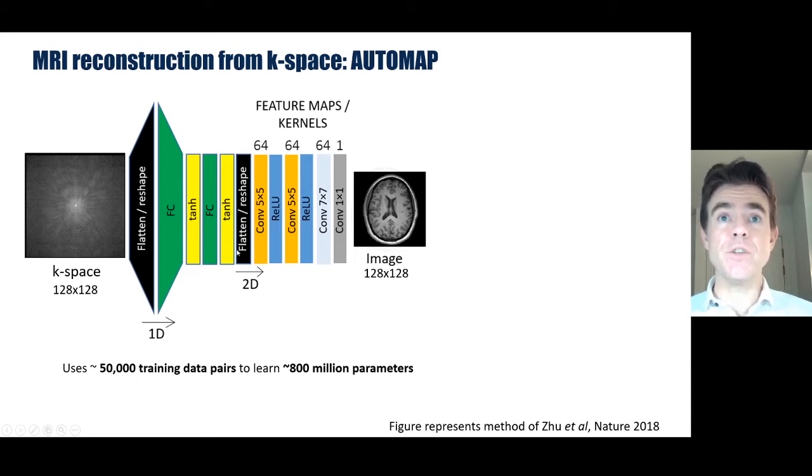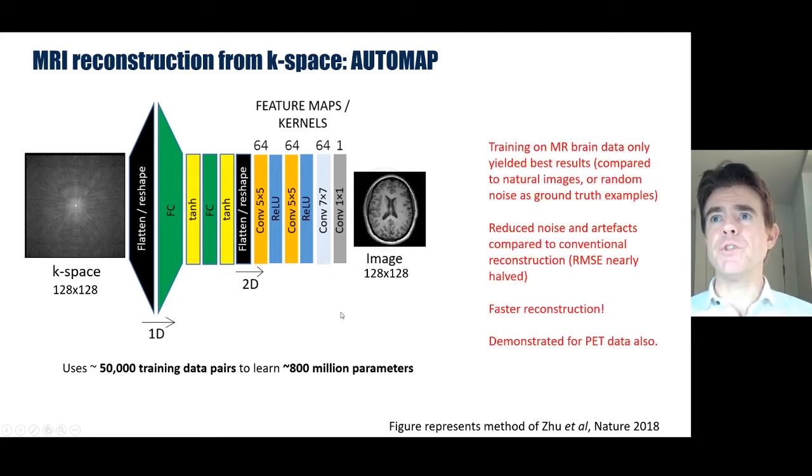And then when they're here, they now reshape that very tall vector into a two-dimensional image, ready for being put into this series of convolutional layers, with the same number of kernels, 64 kernels in each of these convolutional layers. But they do change the kernel size, starting off with 5 by 5 and then progressing to 7 by 7. And then this all needs to be glued together at the end to deliver the reconstructed image. And so here they've got 50,000 training data pairs learning a colossal 800 million parameters for this 2D reconstruction.